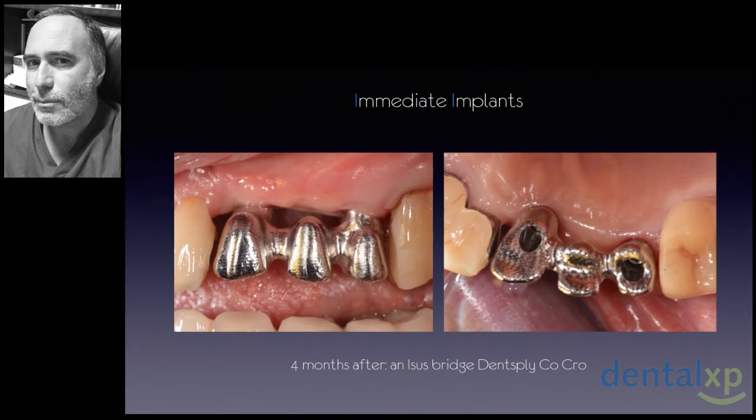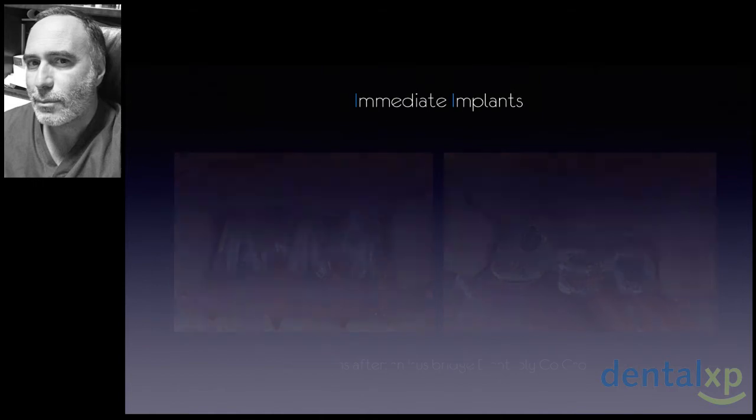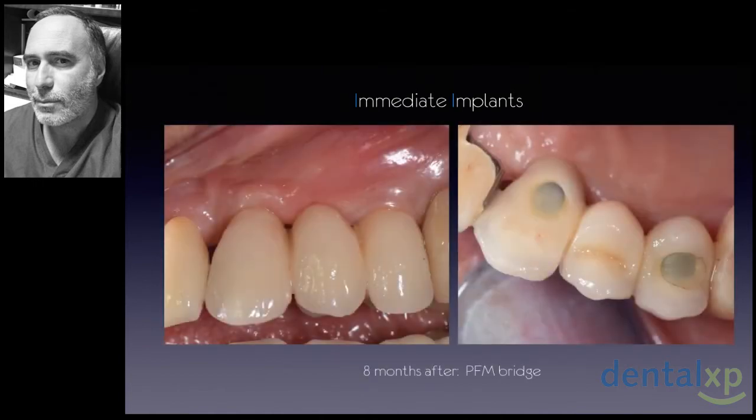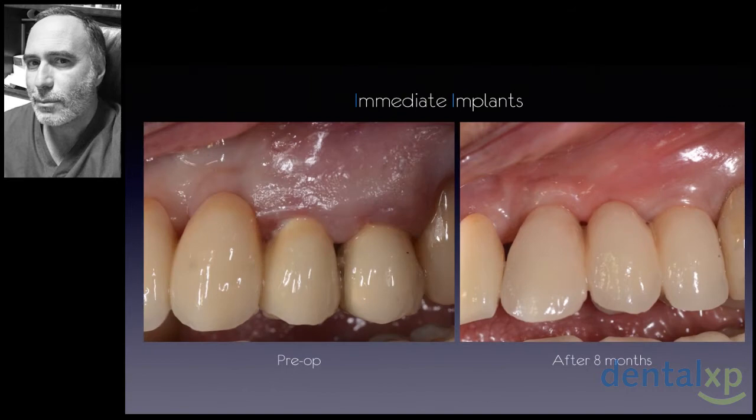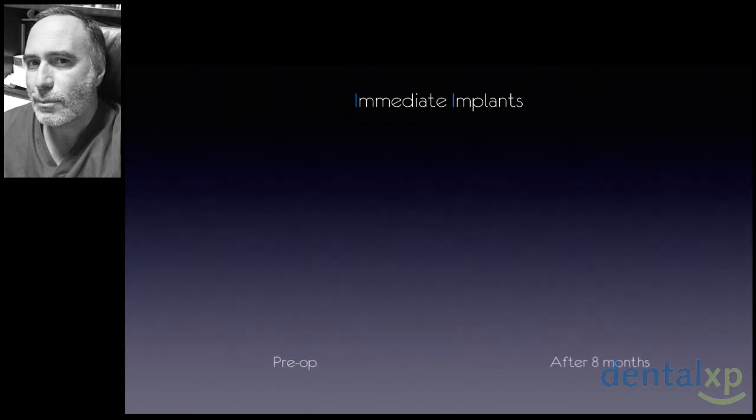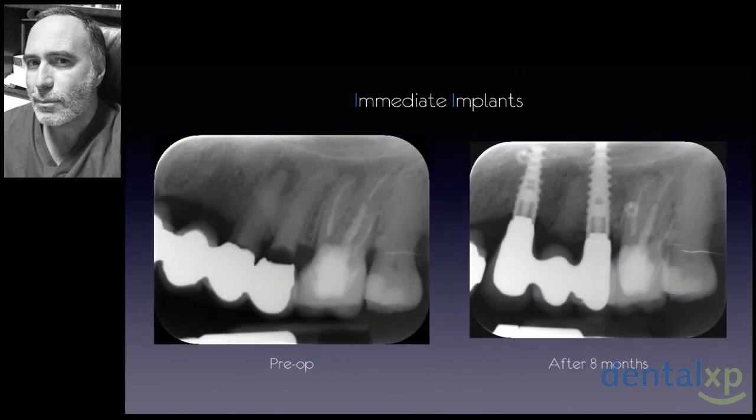4 months after, a prosthetic finalization with a bridge in porcelain fused to metal cobalt crown. This is a try-in, and this is the final bridge. And after 5 months, we can see a fantastic aspect of the crestal volume and the pink healed fibromucosa. This is the aspect in pre-surgery, pre-operatory, and after 5 months. And this is the X-ray.